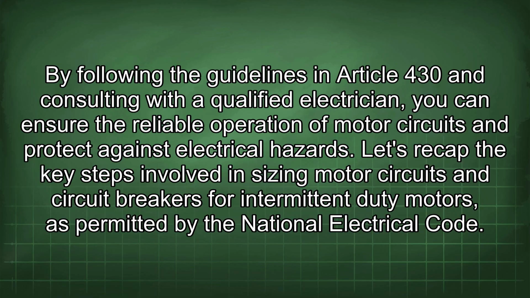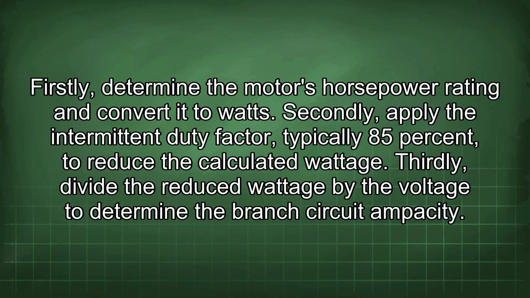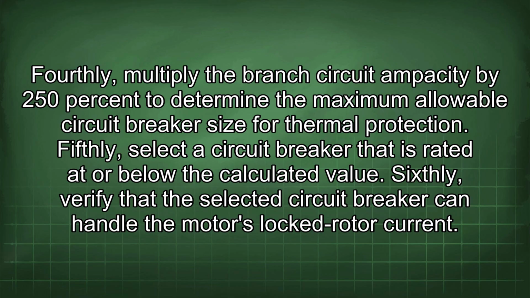Let's recap the key steps involved in sizing motor circuits and circuit breakers for intermittent duty motors as permitted by the National Electrical Code. Firstly, determine the motor's horsepower rating and convert it to watts. Secondly, apply the intermittent duty factor, typically 85%, to reduce the calculated wattage. Thirdly, divide the reduced wattage by the voltage to determine the branch circuit ampacity. Fourthly, multiply the branch circuit ampacity by 250% to determine the maximum allowable circuit breaker size for thermal protection.